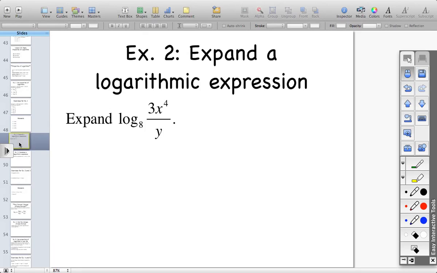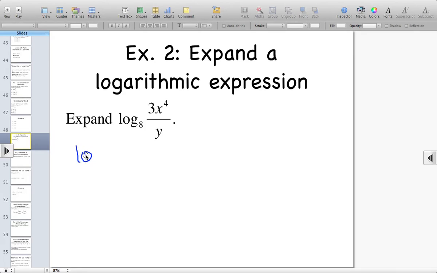Okay, moving on. Example 2, expanding a logarithmic function. All right, so here we have a variable expression, obviously, x and y are variables, and we want to go ahead and expand it out. So we're going to use our properties to do that. The first one, I see that this is a quotient, so I'm going to use the quotient property to expand the numerator minus the denominator.